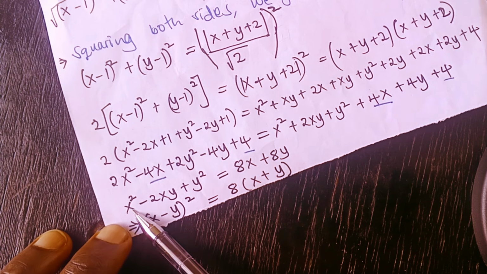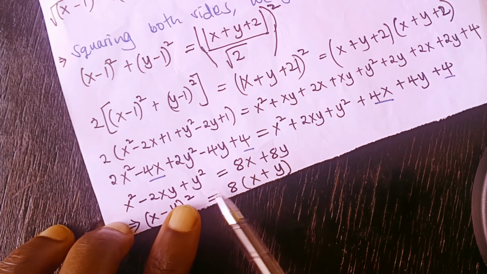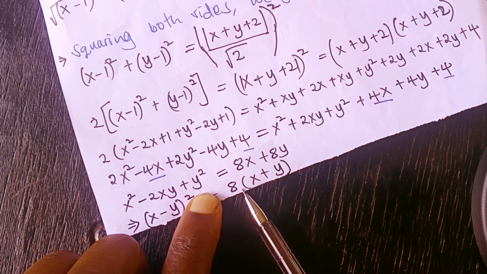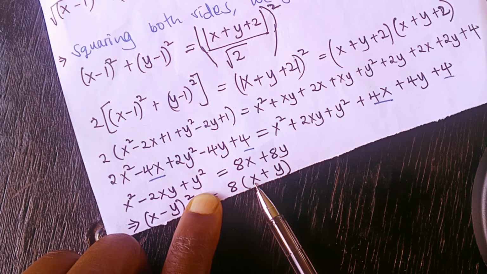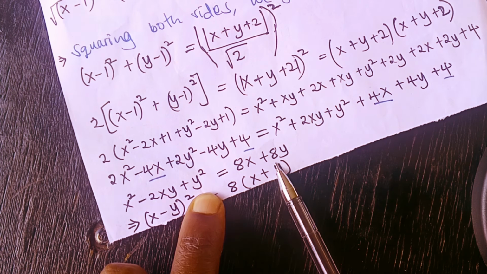So if you factorize here, it will be (x minus y) squared is equal to 8 into the bracket, because 8 and 8 is common, into the bracket (x plus y).